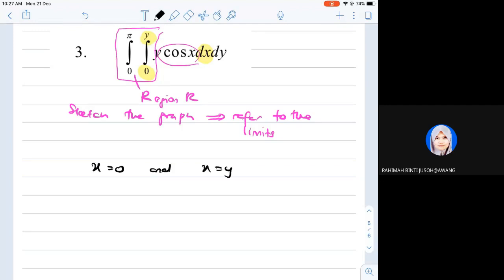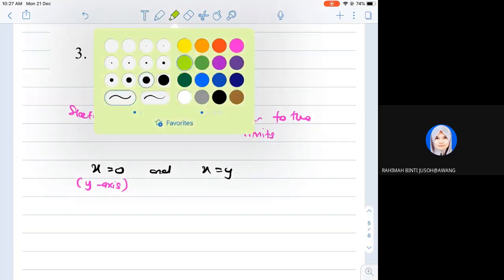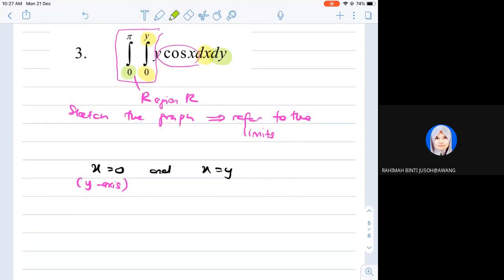Okay, and then guys, one more thing. You have to bear in mind when we have x equals to 0, means y exists. Okay, x equals to 0 means y exists. All right, and then for y, let's say I use green color. Y is from 0 until pi. Of course, pi also a constant. So we have y from 0 until pi.